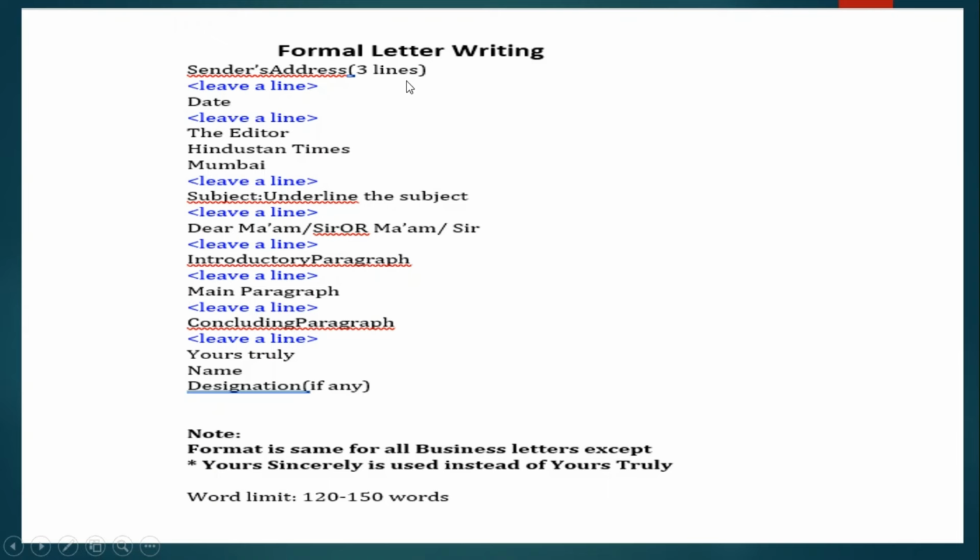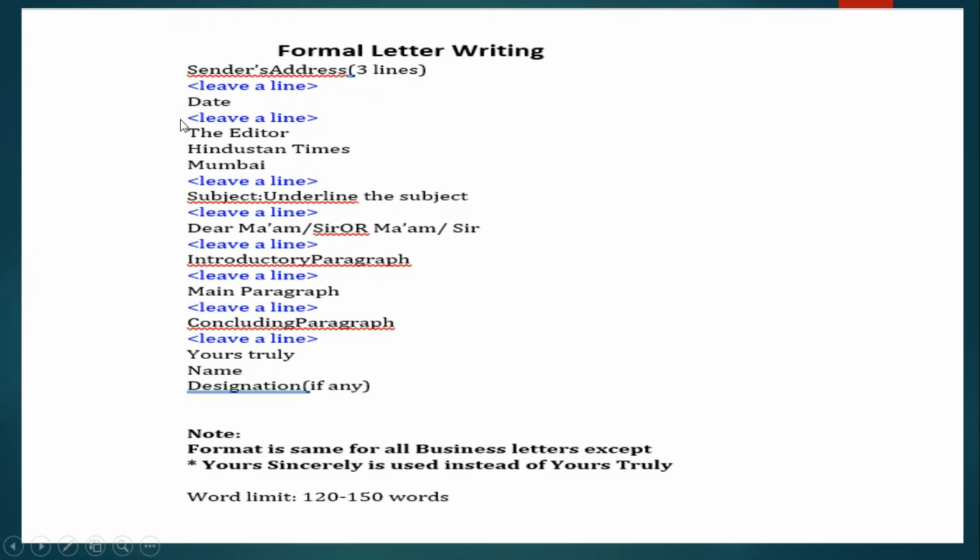is. And this address is supposed to be divided into 3 lines. Do not write your name here. Name of the sender is not written. It is just the address. So it would be house number, street, city. That is all. After the address, leave a line and then comes the date. There is also a set format for the date that we'll see in the example.